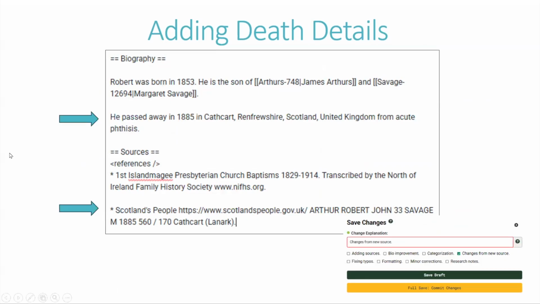And then I go down the profile page and I add some additional information. So the biography was saying that he was born in 1853, the son of, but I then add that he passed away in 1885 in Cathcart and that he died from acute phthisis. And then I also add this news source that I've used. So it's Scotland's People, and this is the website. And then I've just done a copy and paste of the record from the index that I showed you earlier on. So it gives you all the basic information.